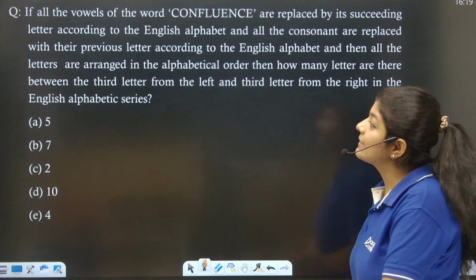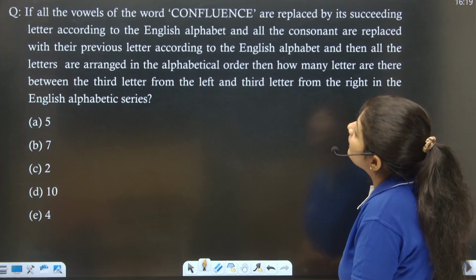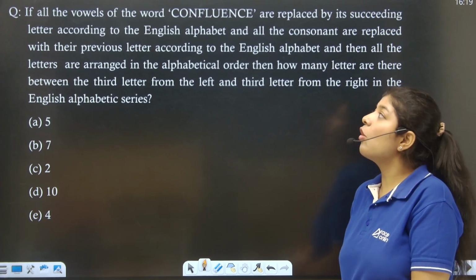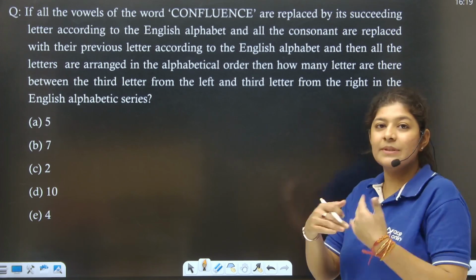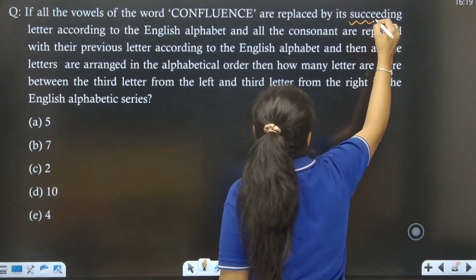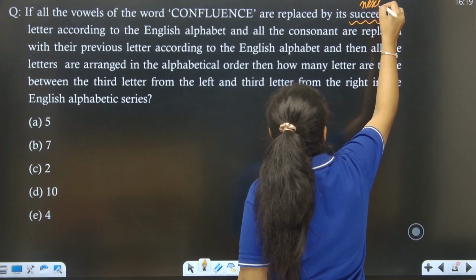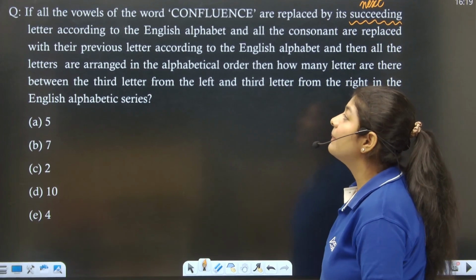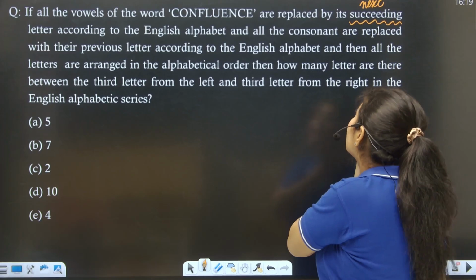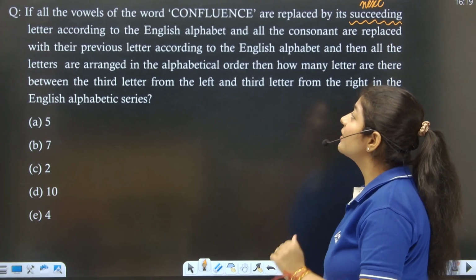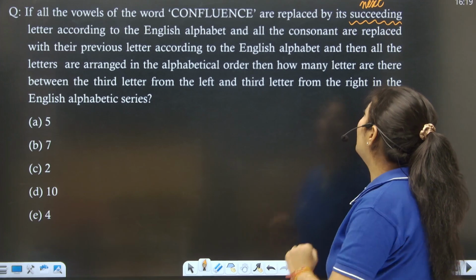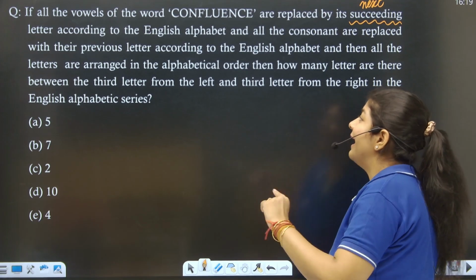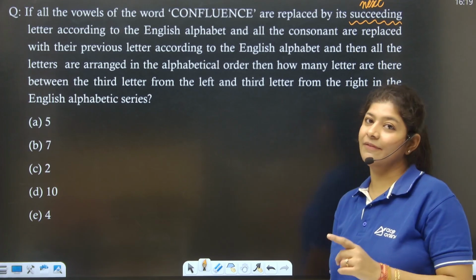The next question says that if all the vowels of the word confluence are replaced by their succeeding letter according to the English alphabet, that means the next one, and all the consonants are replaced by the previous letter according to the English alphabet, and then all the letters are arranged in alphabetical order, then how many letters are there between the third letter from the left and the third letter from the right in the English series?